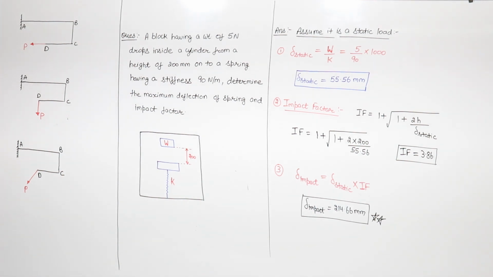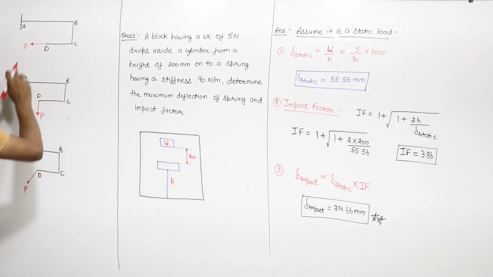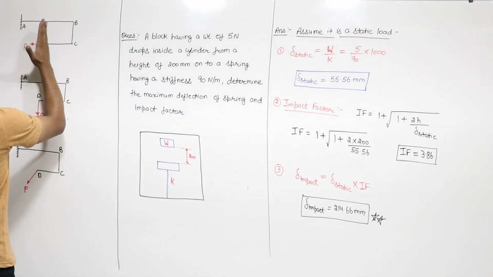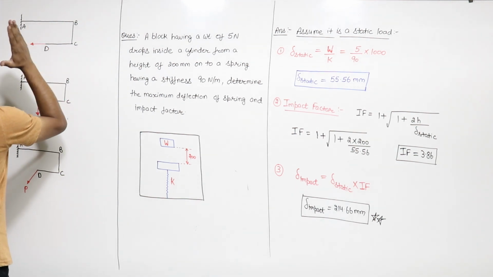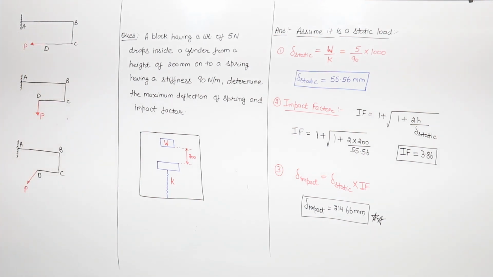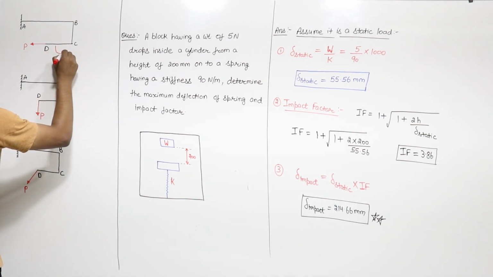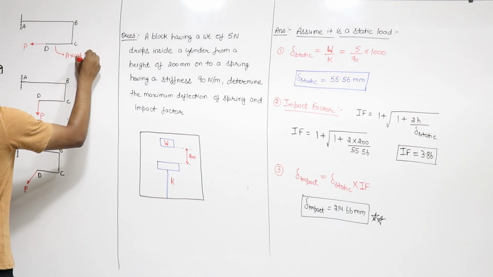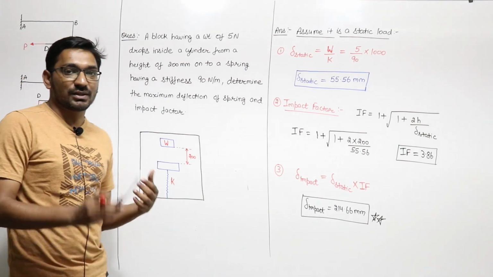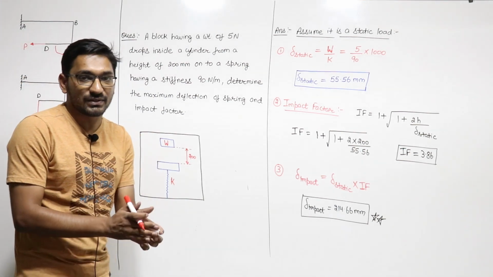Let me solve it one by one, starting with member CD. This is the longitudinal axis. The load P is passing through the longitudinal axis, and this will be the plane of cross section. So this P is perpendicular to the plane of cross section, passing through the longitudinal axis. So this P for the CD member is an axial load. If a load passes through the longitudinal axis and is perpendicular to the plane of cross section, that load is your axial load.